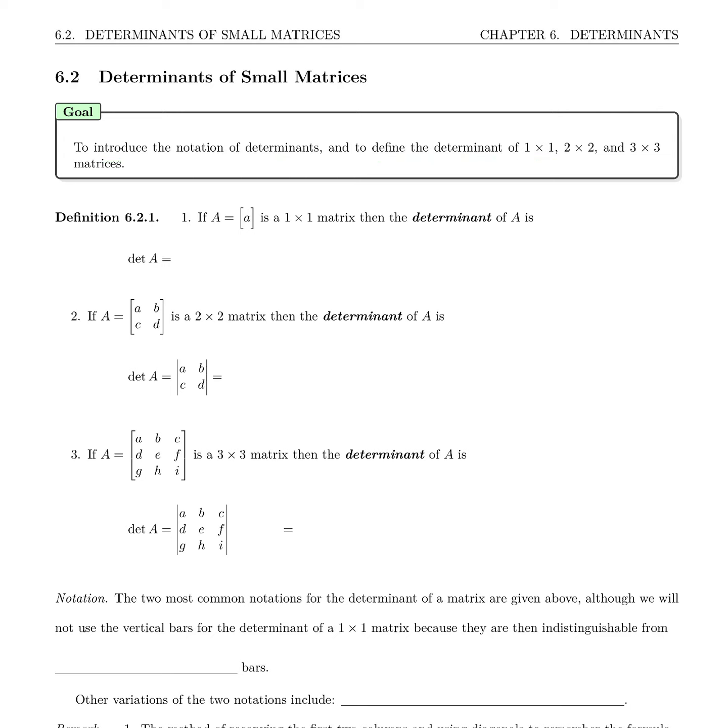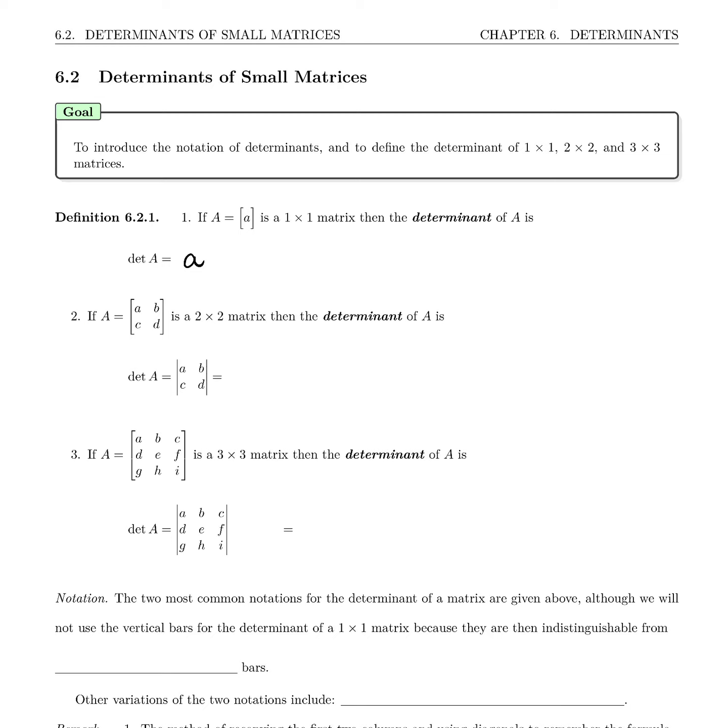Definition 6.2.1. 1. If A is a 1 by 1 matrix, which is a matrix with one row and one column, and therefore a single entry, then the determinant of A, here's the notation, det A, is the entry of A. It is the single number that is the single entry of the matrix.